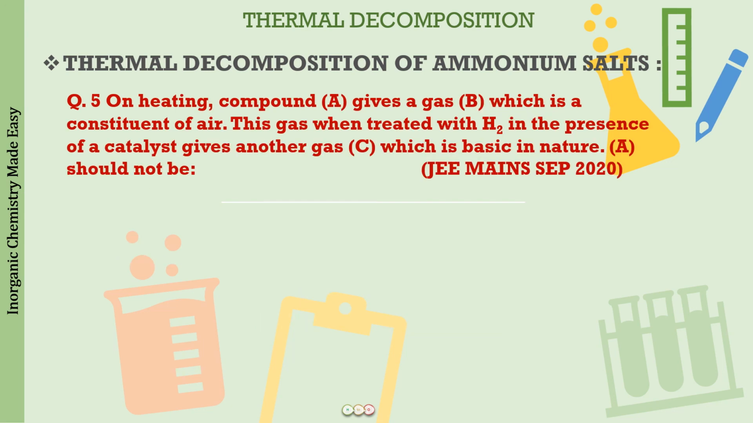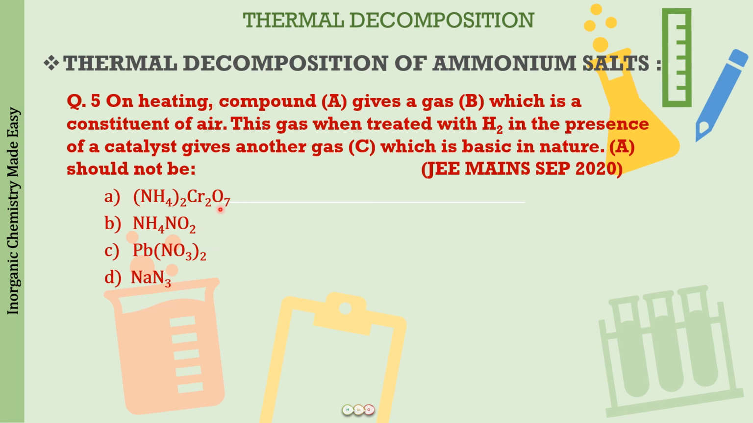So we come to the end of this lecture where I am leaving you with one question as a homework. Question is on heating. Compound A gives a gas B, which is a constituent of air. This gas, when treated with hydrogen in the presence of a catalyst, gives another gas C, which is basic in nature. A should not be. And this is the JEE Main September 2020 question. The options are number 1, ammonium dichromate. Then we have ammonium nitrite, we have lead nitrate, and we have sodium azide.